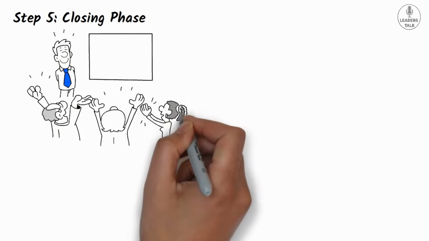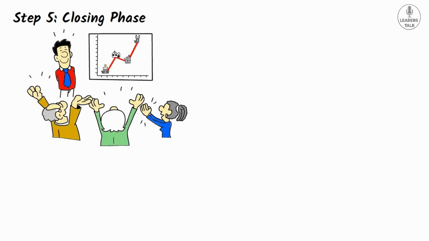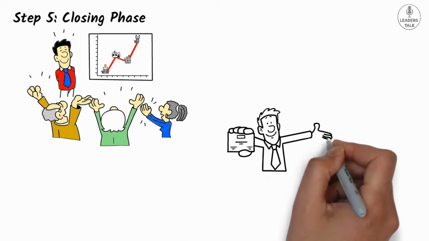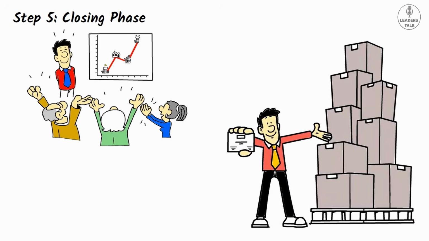Step 5. Closing phase. The final phase in the project lifecycle is the closing phase. This is where the project is wrapped up and delivered to the client or end users. It's crucial to ensure that all project objectives have been met and that the client is satisfied with the results.